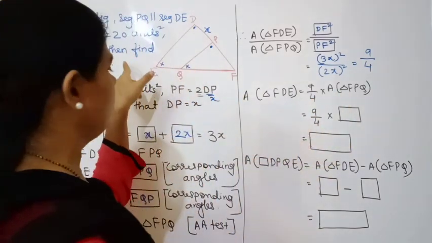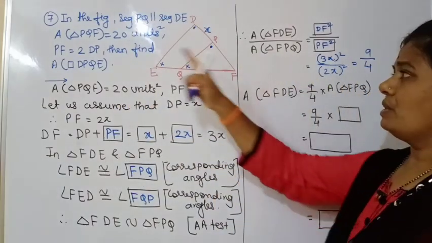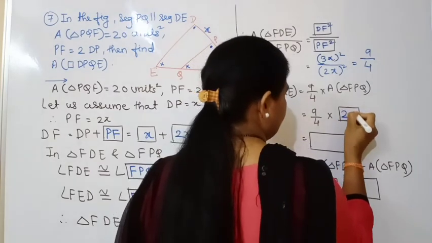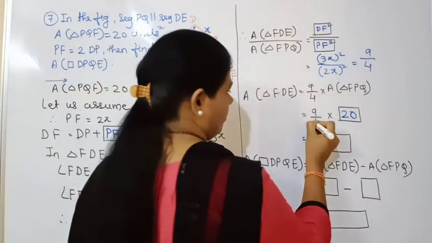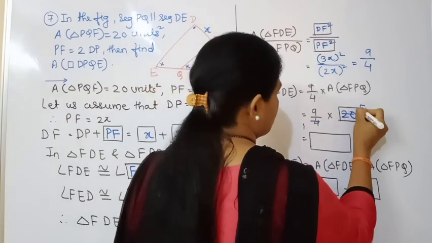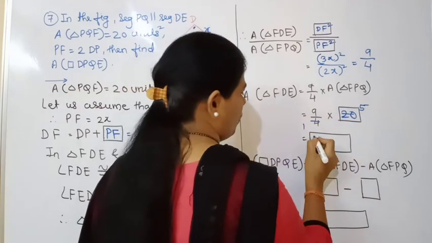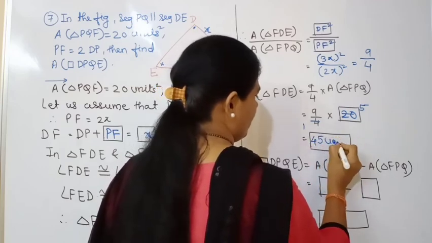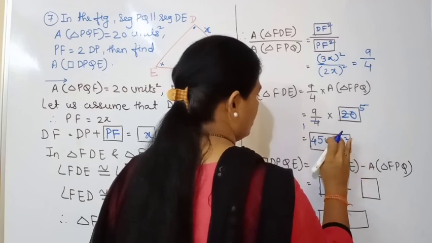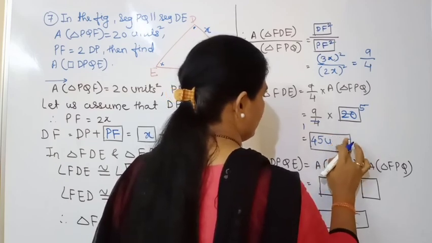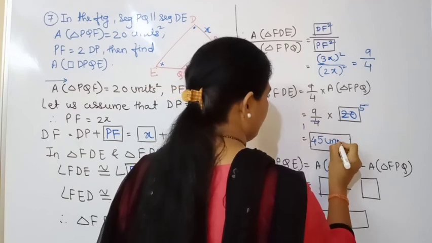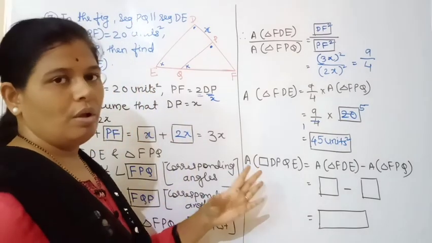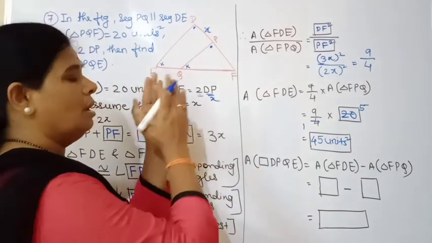Now in the question the area of triangle FPQ is given, that is 20. So we will write here 20. Okay. We will calculate. We can divide: 4 ones are 4, 4 fives are 20. So 9 fives are 45. Here it will be 45 units square. Okay, it is 45 units square. You just write it properly. Okay, 45 units square.